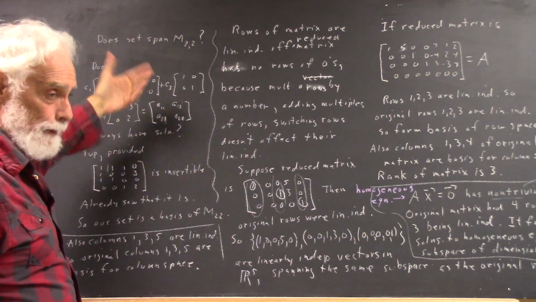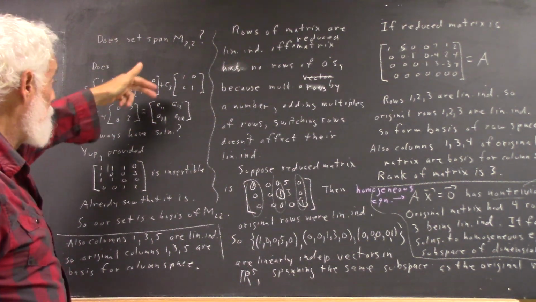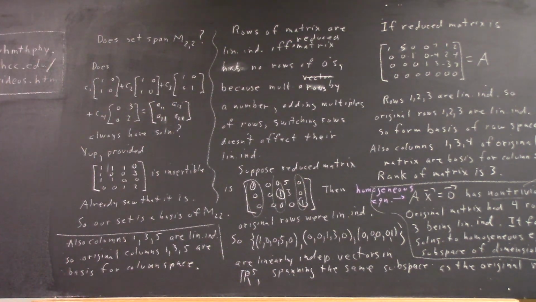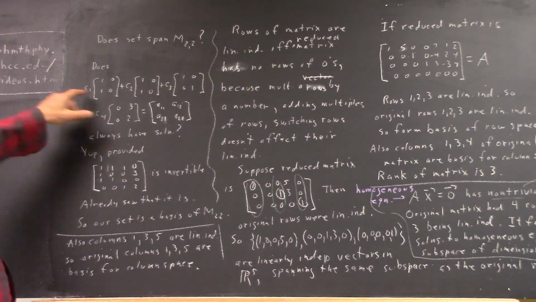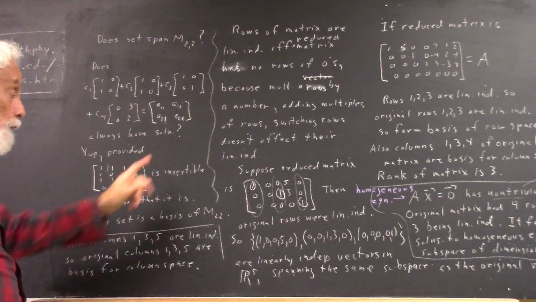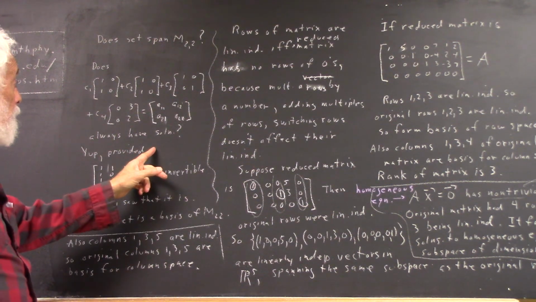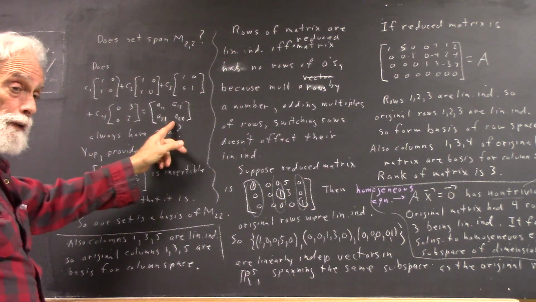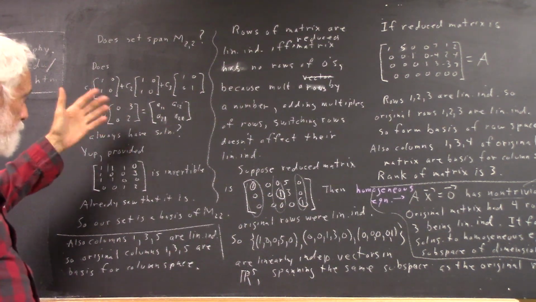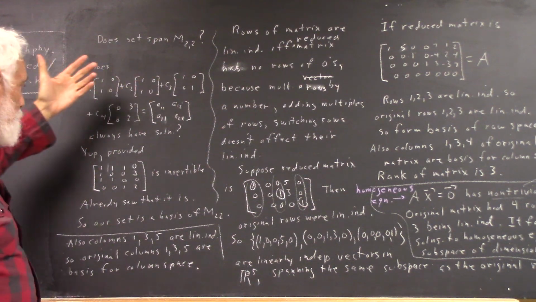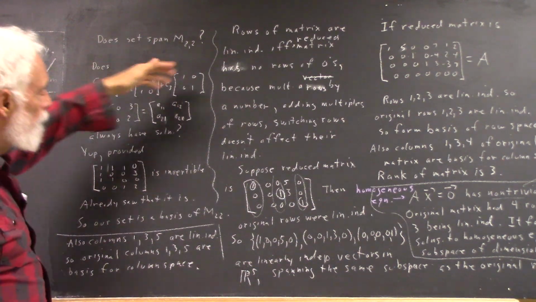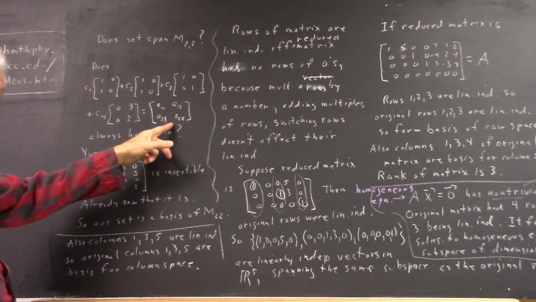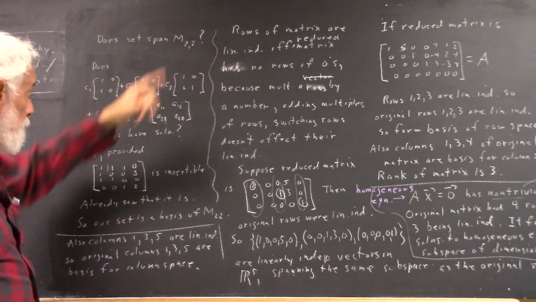So I've just denoted it by the matrix A11, A12, A21, A22. So if this equation always has a solution, then there's always a C1, C2, C3, C4 which, when multiplied by the four matrices and added and so forth, gives us whatever vector we're trying to find in M22.